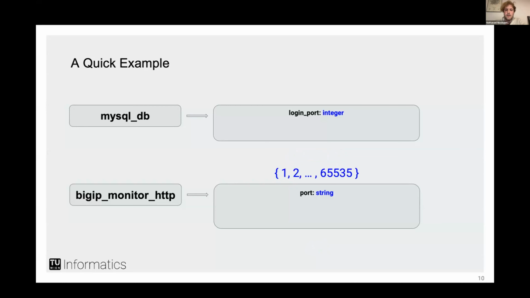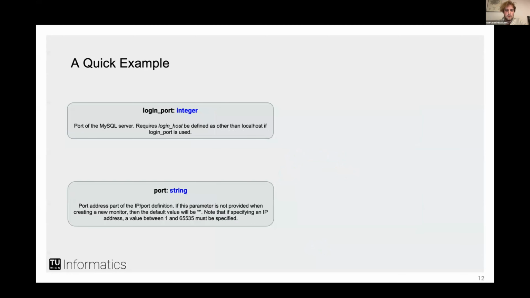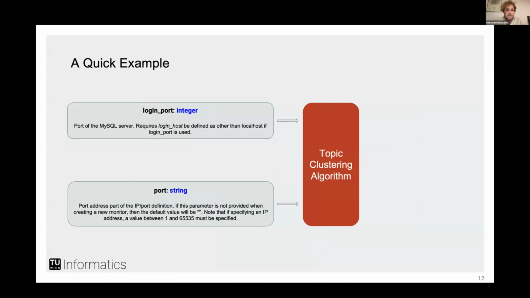of ports. To get there, we will use the documentation, the description of the parameters and the modules, and we will feed it into topic clustering algorithms. We have multiple different topic clustering algorithms we're trying. And from there, we get a distribution of how likely each of these parameters is to belong to one topic. For example, we see here, both of these parameters are very likely to be in the third topic.